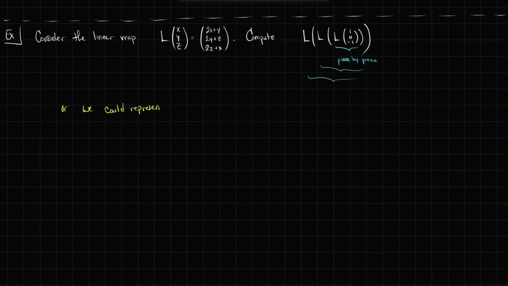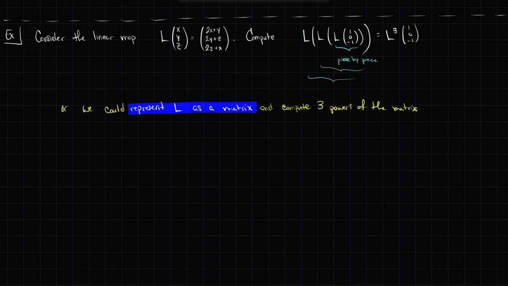Or we could represent L as a matrix and compute 3 powers of the matrix. Because really, this is just L cubed of 1, 0, negative 1. Consider cube as matrix multiplication or function composition, however you want to think about it. Let's go ahead and represent L as a matrix. So what I need to do is look at the coefficients here. And it looks like my coefficients should be 2, 1, 2, 1, 2, 1.